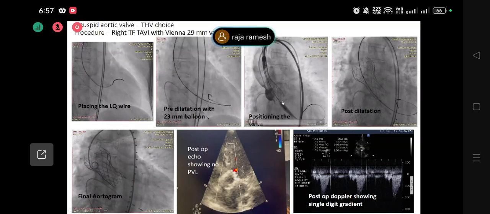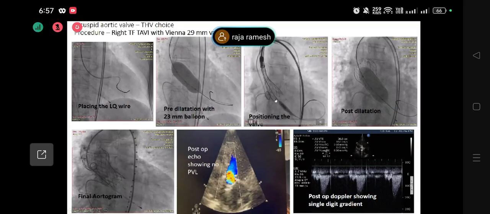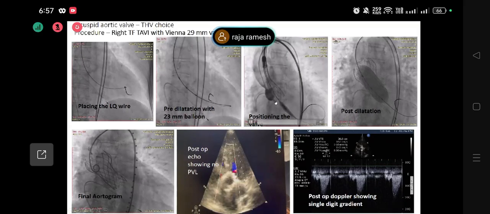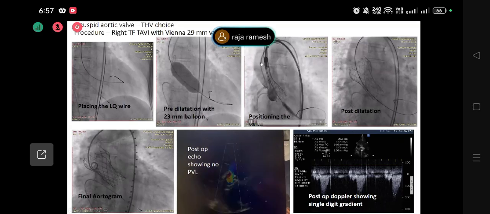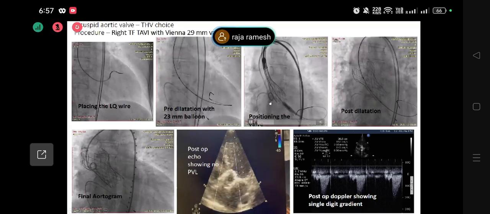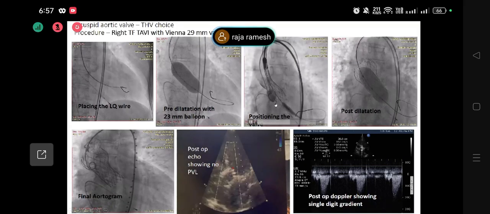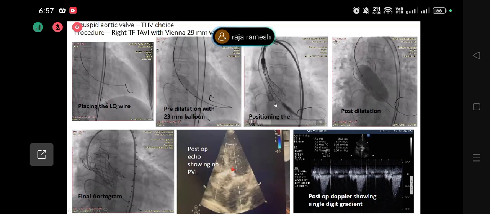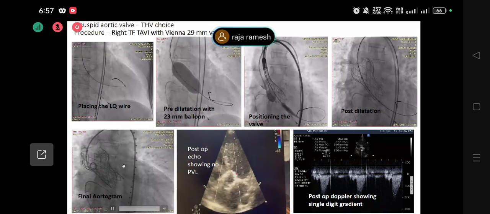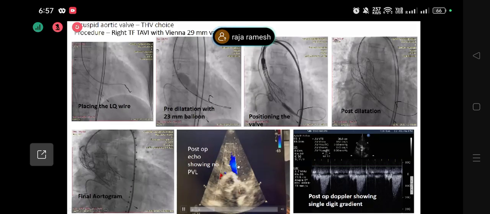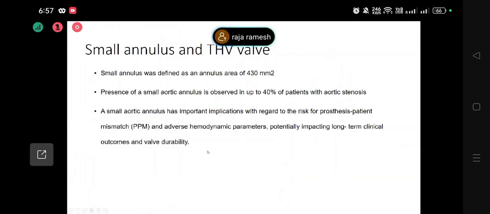So we have to position at least 3 to 5 millimeters below this pigtail. Usually this pigtail catheter will be in the non-coronary sinus. We have to position at least 3 to 5 mm into the LV, and we have to start unsheathing under rapid pacing. So this is the self-expandable valve which we have deployed, and post-echo we see no paravalvular leak or no gradient. Coming to the small annulus.